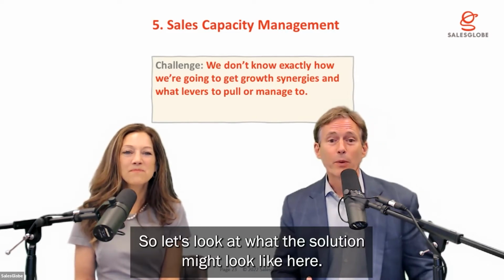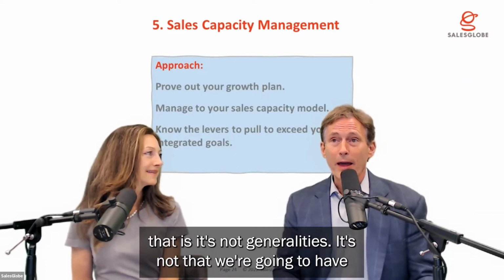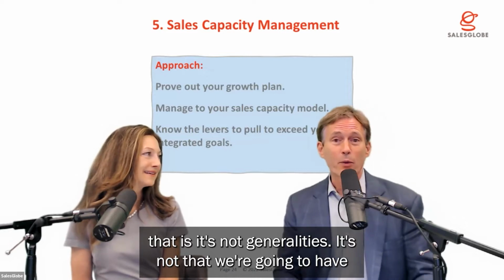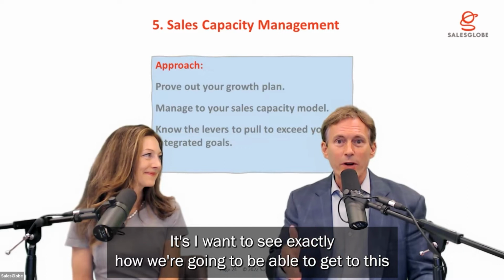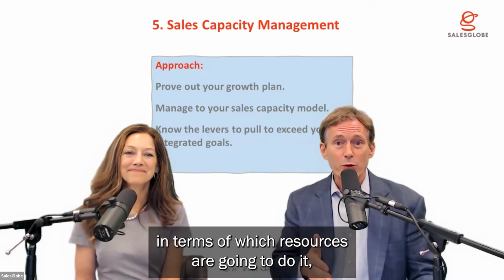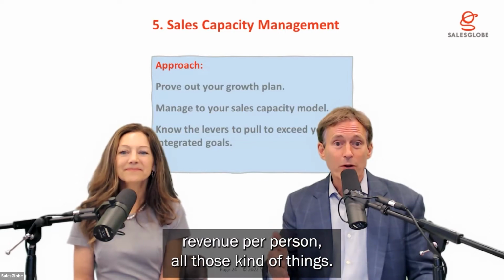Okay. So let's look at what the solution might look like here. So you need to prove out the growth plan. What I mean by that is it's not generalities. It's not that we're going to have these synergies, we're going to cross all this stuff. It's, I want to see exactly how we're going to be able to get to this in terms of which resources are going to do it, what they're going to sell, how long it's going to take, revenue per person, all those kind of things.